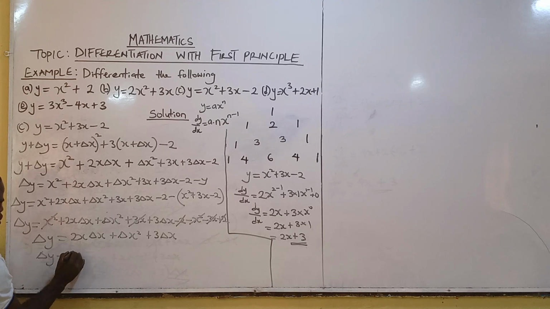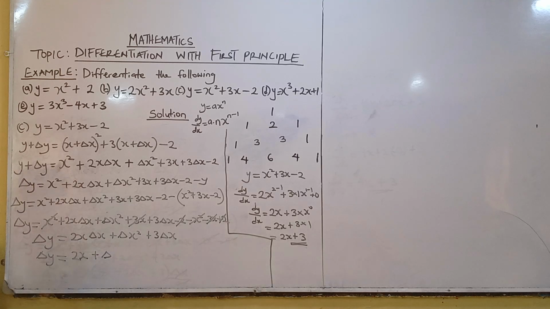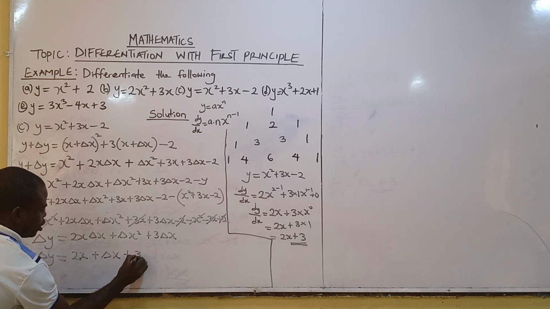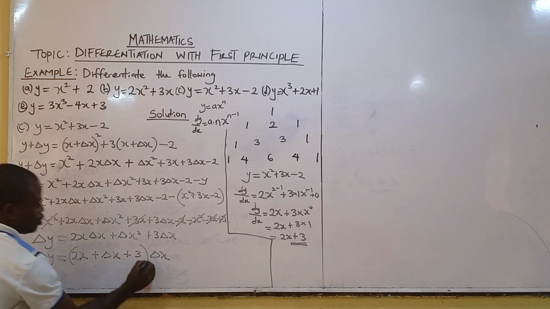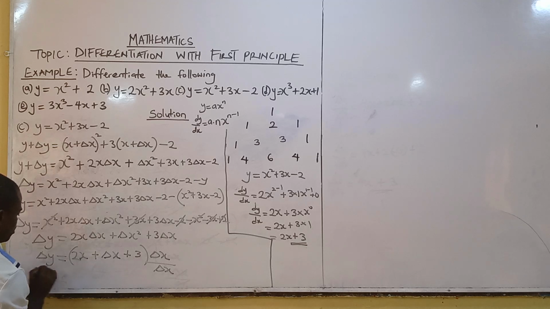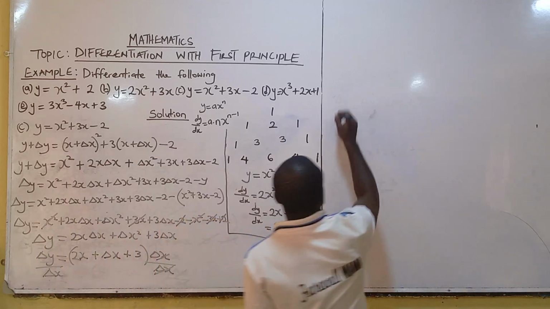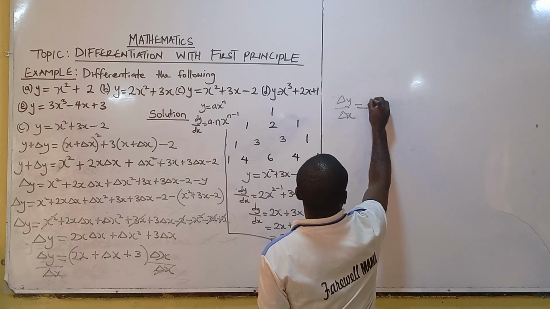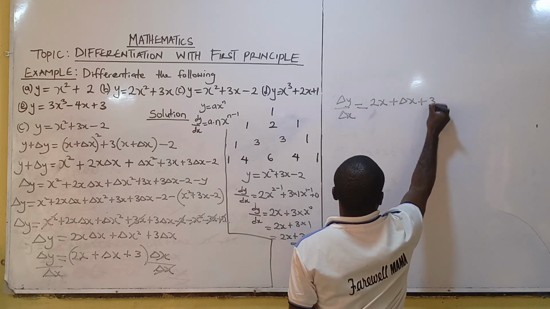dy equals, in brackets, 2x plus dx plus 3. Close the bracket and pull dx outside. We divide both sides by dx. dx cancels dx, and we are left with dy over dx equals 2x plus dx plus 3.